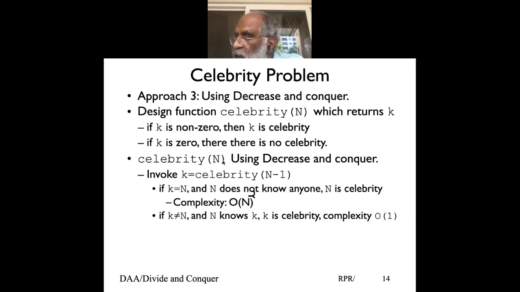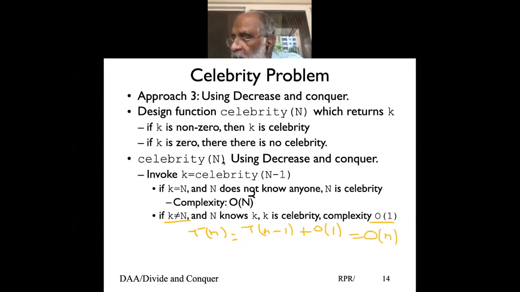But if k is not equal to n and k is not 0, that is, among themselves they are the celebrity, all we need to do is ask k, do you know n, and ask n, do you know k. Only order 1, and in this case my recurrence relation is Tn equal to Tn minus 1 plus order 1, which will give me order n.